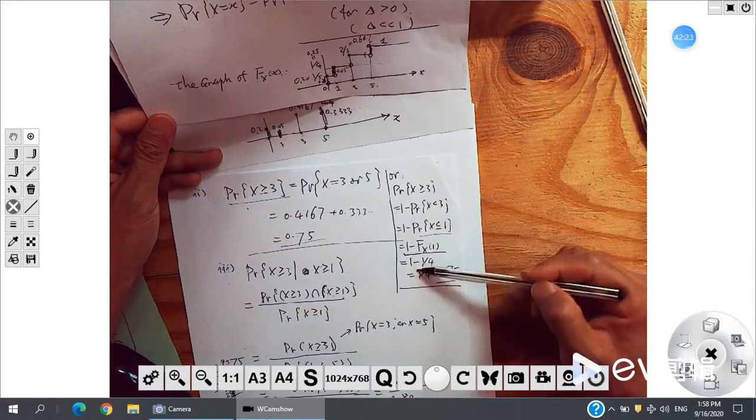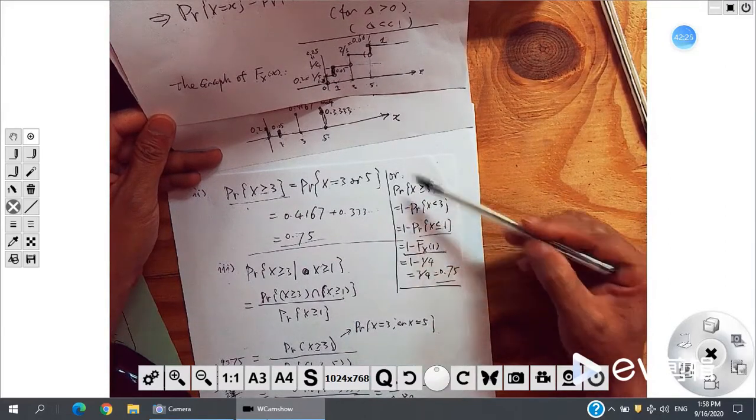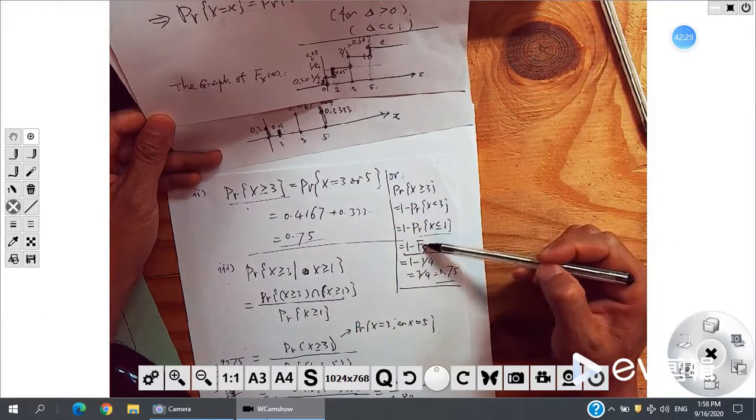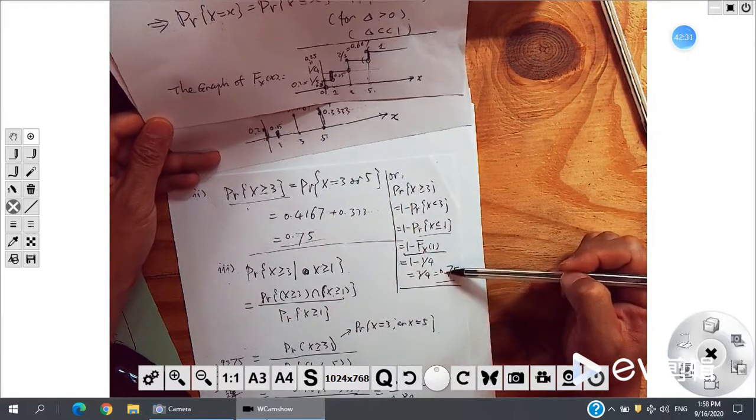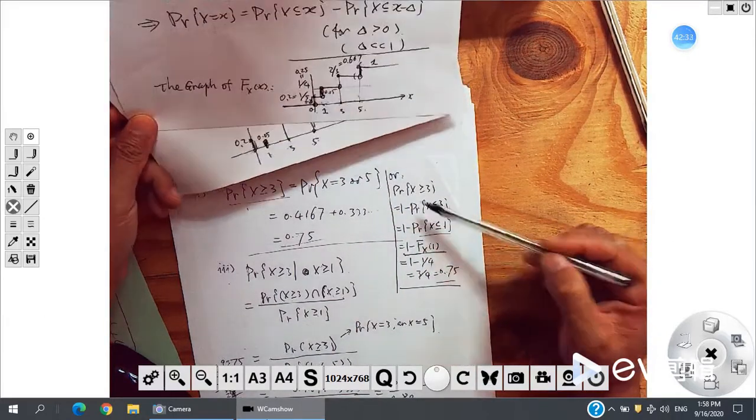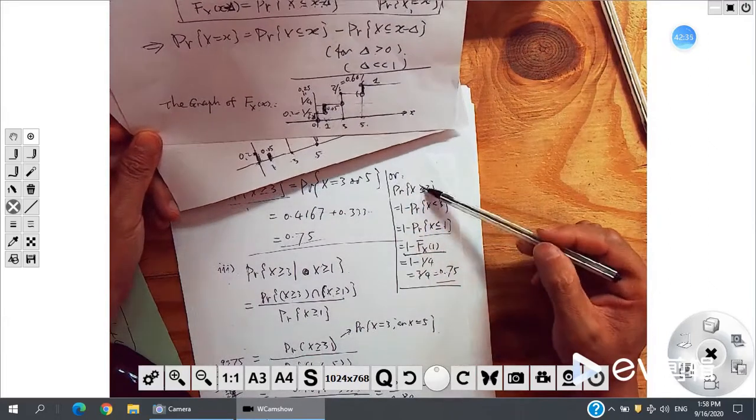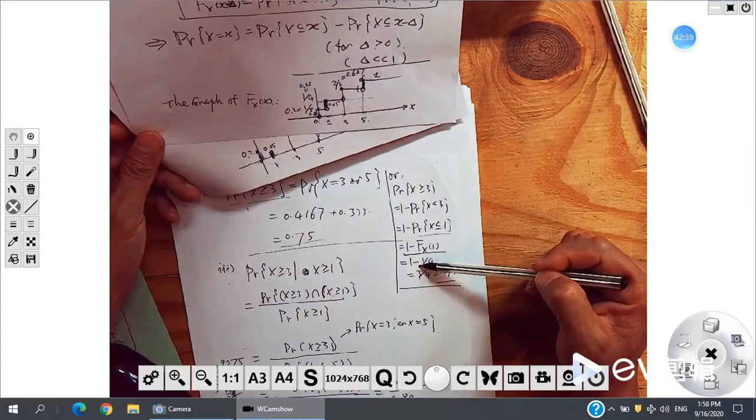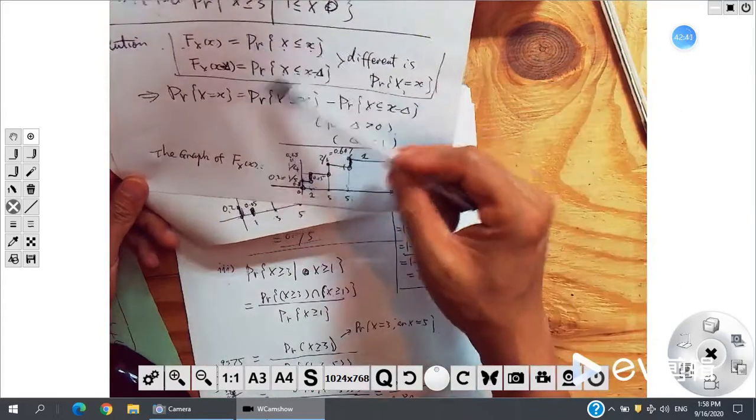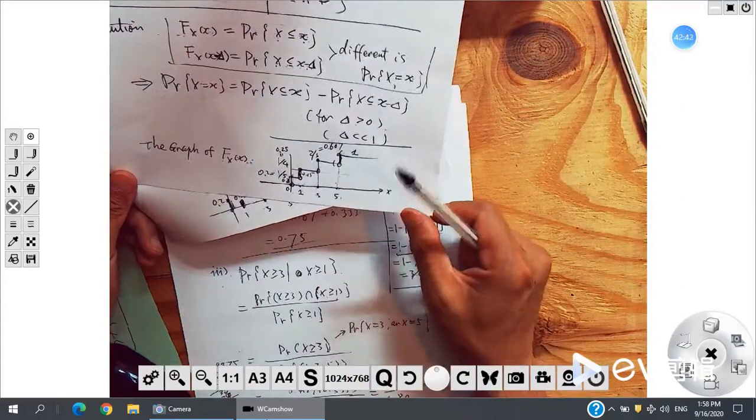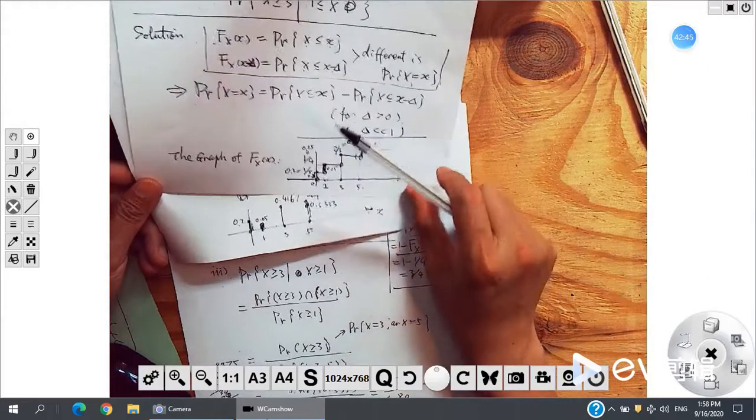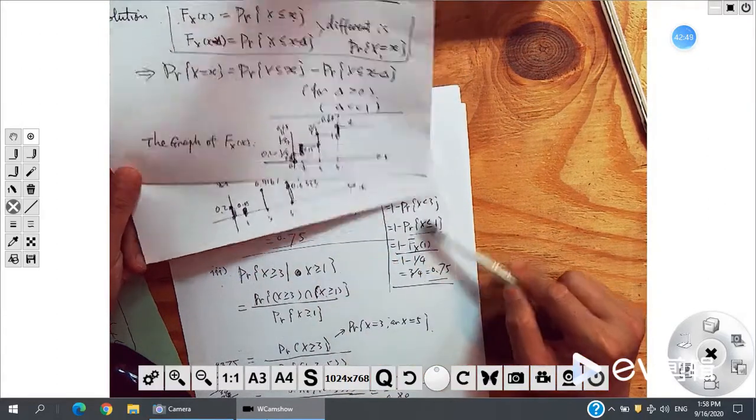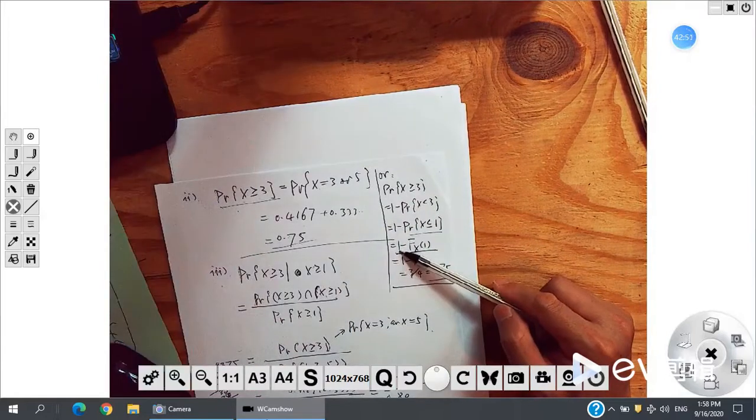This way, we do not need to find these two. Just plug in what is F_X, and we can have the answer. So this is a way: if you only want to know the probability, you can calculate directly. You don't need to find the PMF. You can just use the CDF, calculate directly.